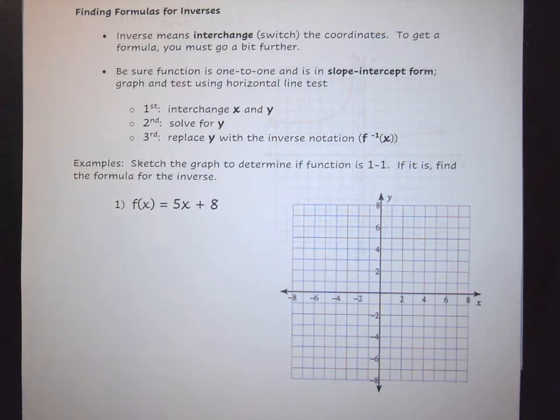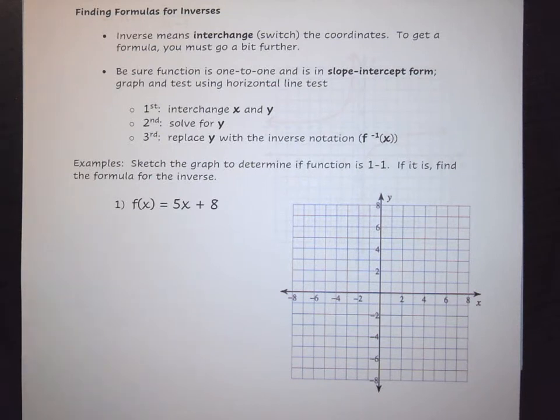Here I've got a couple examples that we're going to look at in terms of how to take an original function and find the formula for an inverse function. So one of the things you have to remember is that inverse functions use the idea of interchanging your coordinates. So if you started out as an x coordinate, in an inverse, you're going to be a y coordinate. So you're going to interchange.